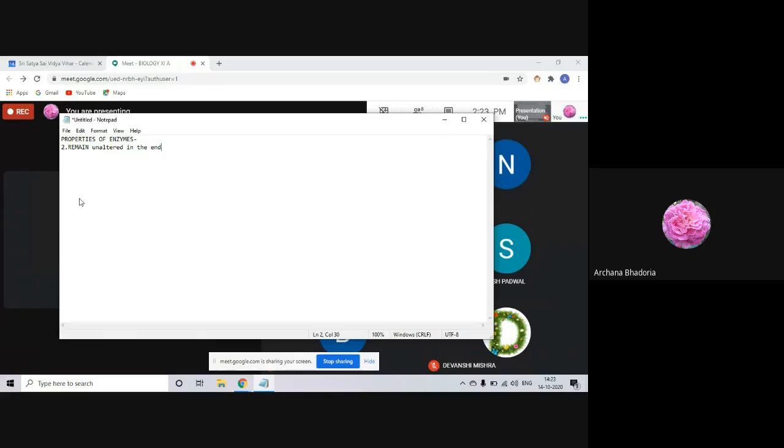Now, second point, tell me what you have written now. What is the second point written? Remain unaltered in the end. So remember, children, कि at the end of the reaction, enzymes में कोई फर्क नहीं पड़ता है. Enzyme molecule will be regained as it is, and then it will be ready for the next reaction to bind with the other molecule of the substrate. ठीक है, इसलिए अपन ये property बोल रहे हैं कि it remains unaltered in the end. So you can write down about it.